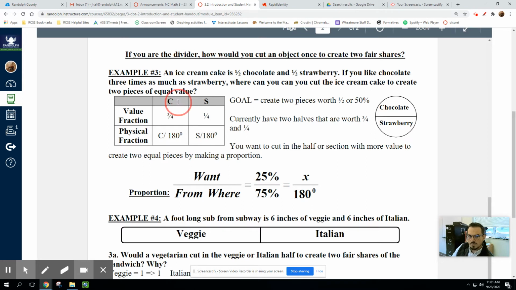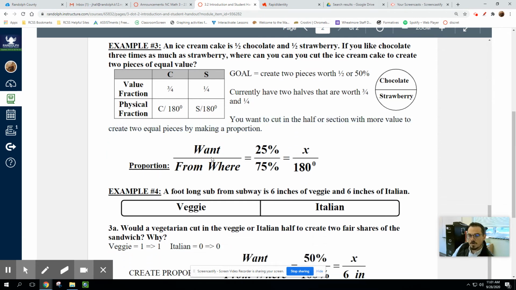Because you value chocolate 3 times as much as strawberry. So 3 to 1, denominator 4, 3 over 4, 1 over 4. So what you want to do is cut into the half or section with more value to you to create 2 pieces by making a proportion. What you want, and from where? You want 25%. Why do I want 25%? Because you know that you value it at 75%. So you want 25%. Where are you going to get it from?